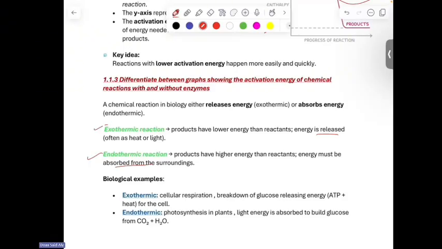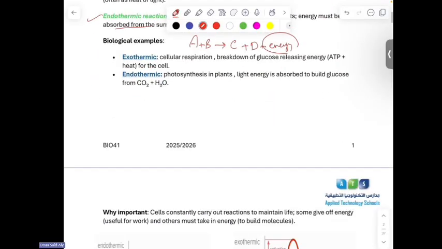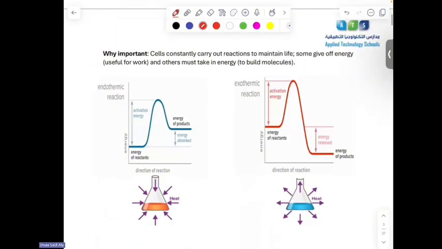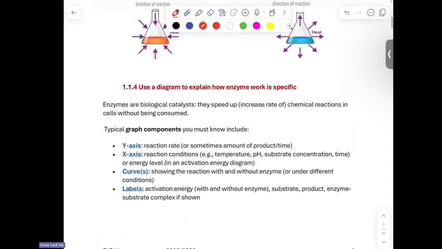If they wrote an equation, for example, regarding the exothermic chemical reaction, A plus B forms, for example, C plus D plus energy. If the energy is with the products, it will be exothermic, while if the energy is with the reactants, it will be endothermic. Then here, as I mentioned, the graphs are very important.